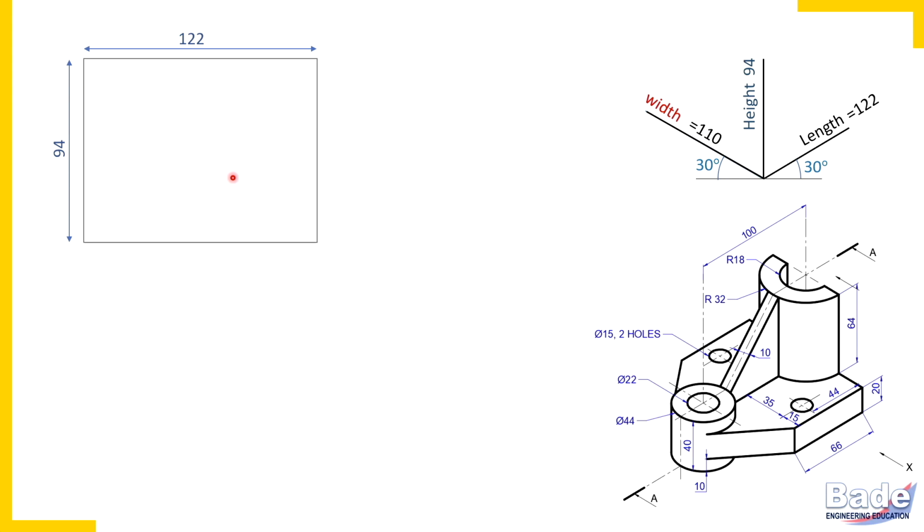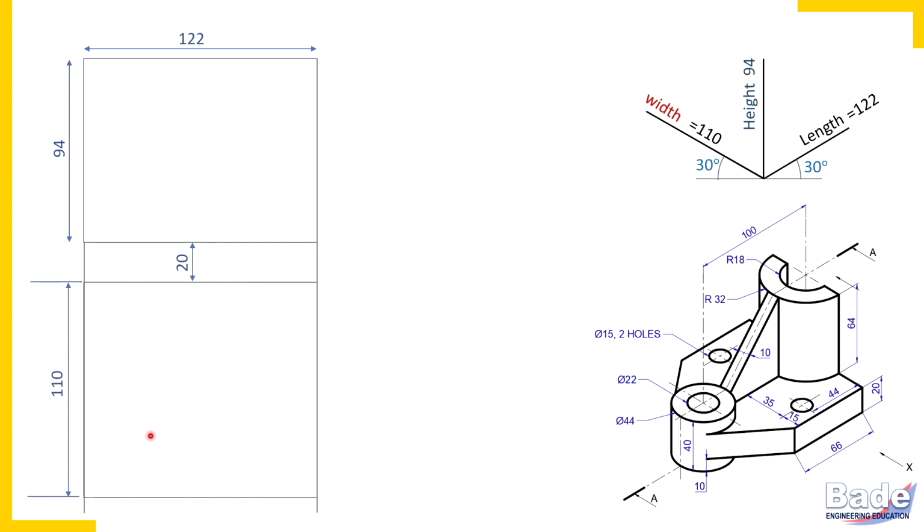and width vertically. But when you draw that rectangle in the top view, there must be enough space between front view and top view. So leave about 20 mm space. Then measure 122 millimeters, width 110 mm and complete the rectangle for the top view.